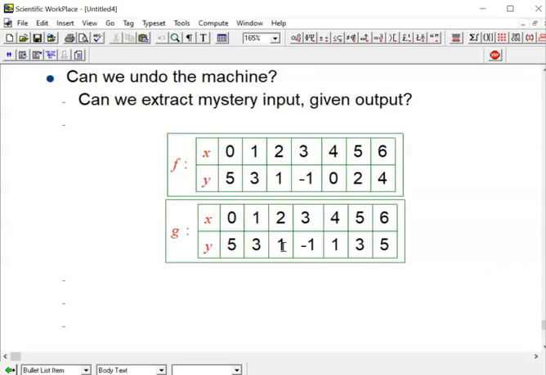In contrast, G here, I changed a few of these output values. If I say the output was a 3, the input could have been a 5, or it could have been a 1. If I say the output was a 5, the input could have been a 6 or it could have been a 0. I cannot tell for sure what the input might have been. And so what we do is we say here that F is a one-to-one function, or just that it's 1-to-1, while G is not.